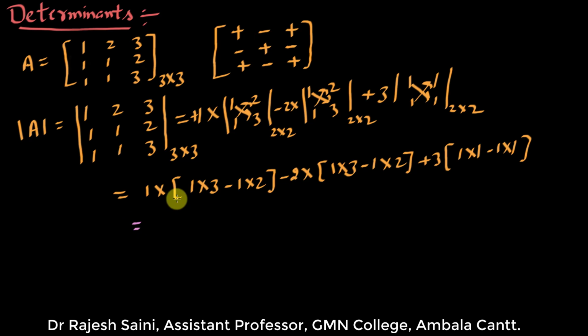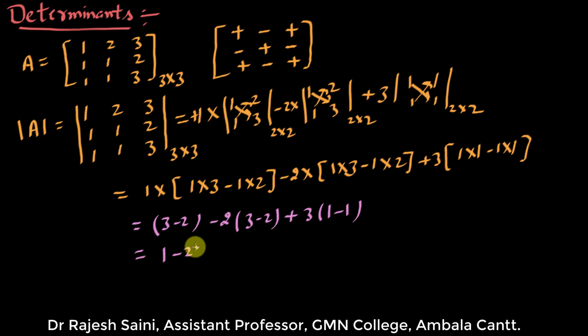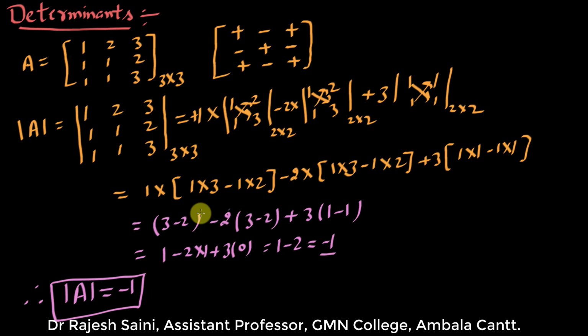So this will be 1, and this will be 3 minus 2, minus 2, this will be 3 minus 2, and this will be 3 1 minus 1. 3 minus 2 you know is 1, minus 2 into 1, plus 3 into 0. This will be 1 minus 2, which is equal to minus 1. Therefore, A determinant is nothing but equal to minus 1. Okay, so A determinant is minus 1.